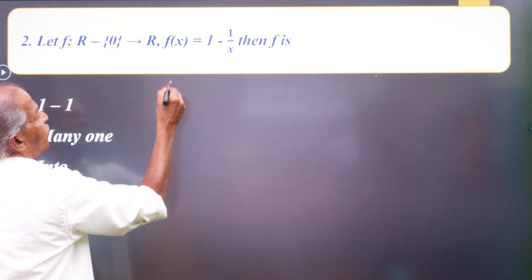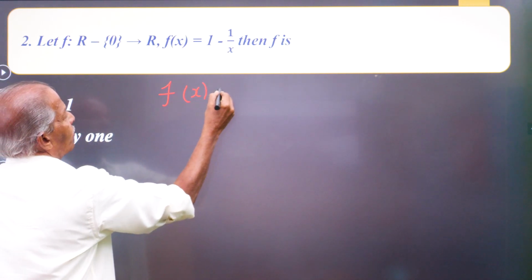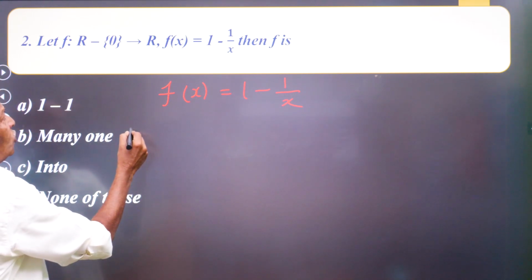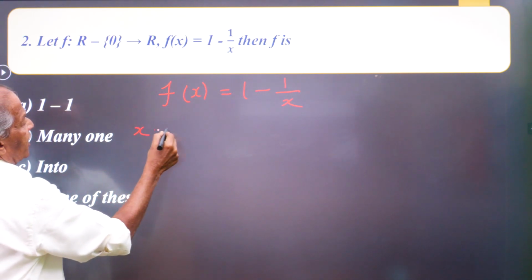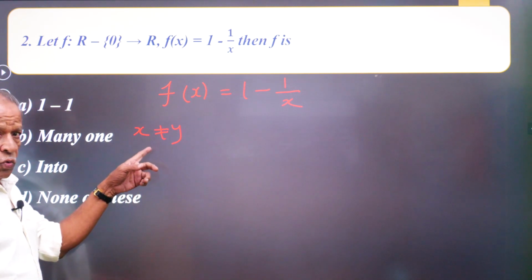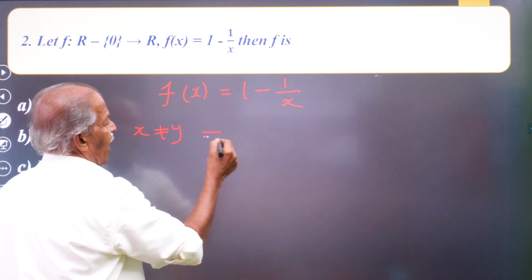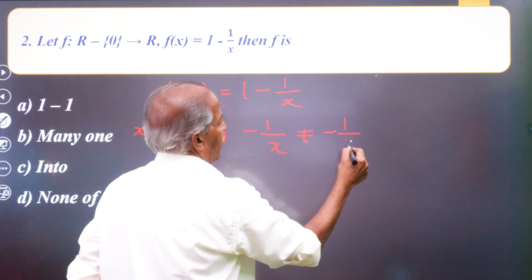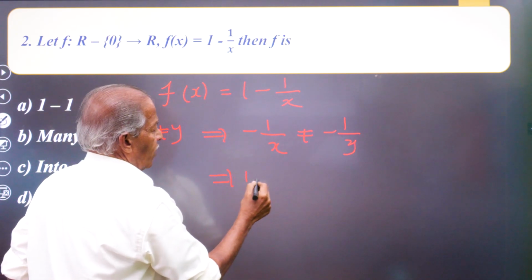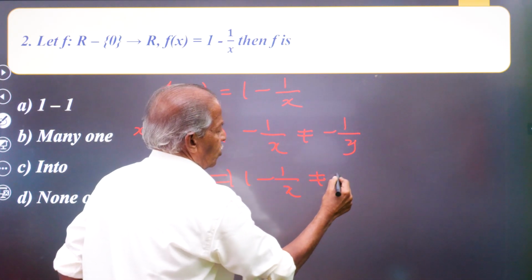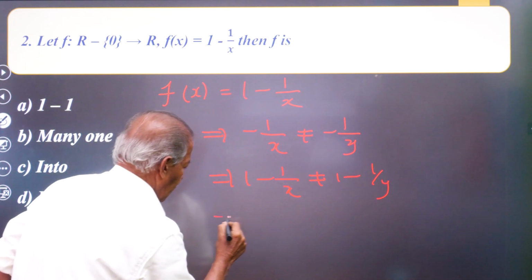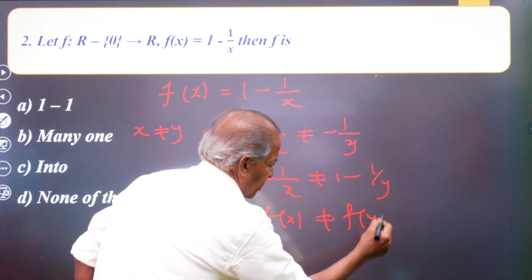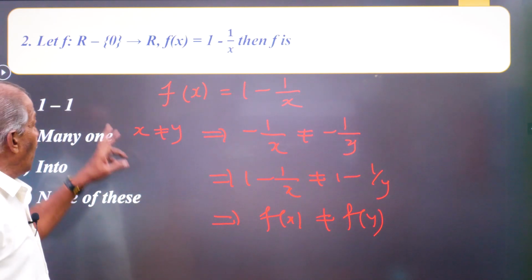Look here, f of x is given by 1 minus 1 by x. In order to check 1-1, I am taking two elements from the domain. x is not equal to y. This implies minus 1 by x is also not equal to minus 1 by y. This implies 1 minus 1 by x is also not equal to 1 minus 1 by y. This implies f of x is not equal to f of y. Therefore, it is true for all elements belonging to the domain.